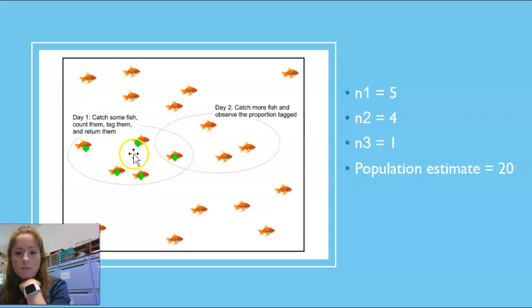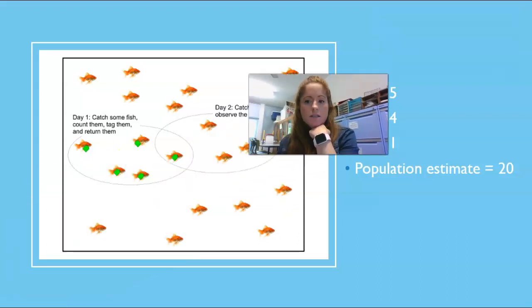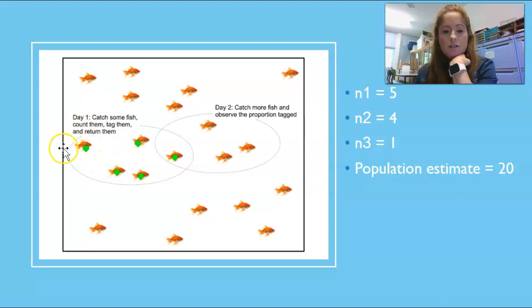So here's another example. Some fish here. So here's day 1, catch some fish, count them, and tag them. So you go fishing, you get 5 fish, you tag them, and you release them back. Come back another day. This time they counted N2, they counted 4 fish. So we would say 5, which was N1, times 4, which was N2, the number I captured on the second day, and then divide that by the number that you caught on the second day that also had a mark on them, which was 1. So 5 times 4, which is 20, divided by 1. Our population estimate here is 20.